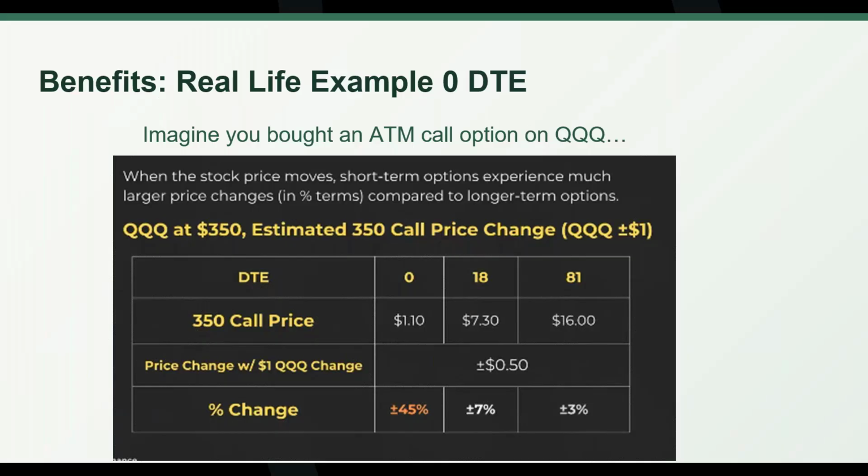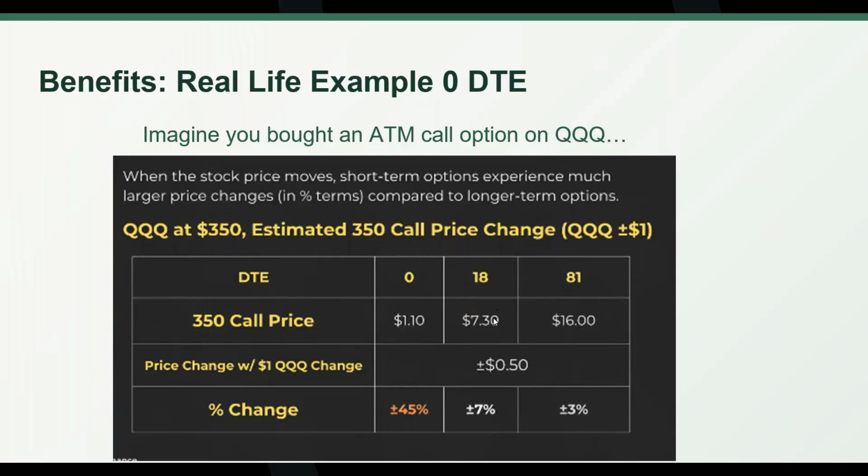So if you look at this, you can see that you have zero DTE contracts. So these are the zero DTE ones right here in the first column. And basically, if you bought them for $1.10 and we move $1 up on the Qs, you move 50 cents up on the contract. So delta about 50 at the money. And so you end up with a 45% increase in your options contract, which is pretty nice for a $1 move in the Qs. This deteriorates rapidly.